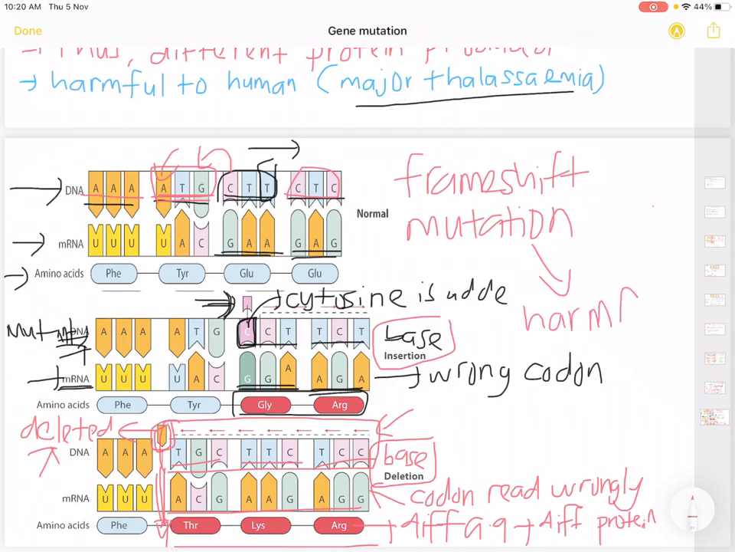Kenapa dia harmful? Sebab dia akan menyebabkan keseluruhan bacaan pada base sequence kita berubah sepenuhnya, starting daripada point of mutation. Okay, itu sahaja yang kita belajar dekat dalam gene mutation.